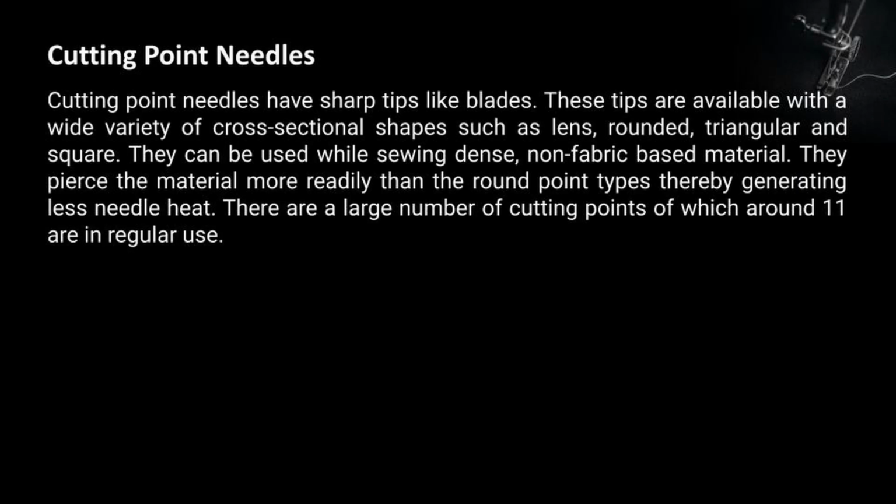Let's talk about cutting point needles. Cutting point needles have sharp tip-like blades. These tips are available with a wide variety of cross-sectional shapes such as lens, rounded, rectangular and square. They can be used while sewing dense, non-fabric based material. They cut the material more readily than the round point types, thereby generating less needle heat. There are a large number of cutting points, of which around 11 are in regular use.